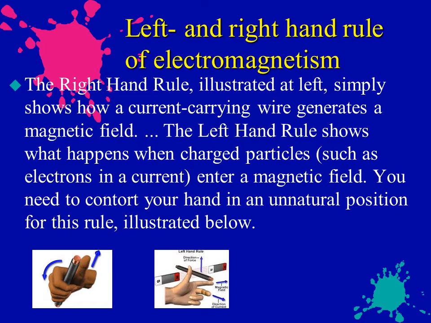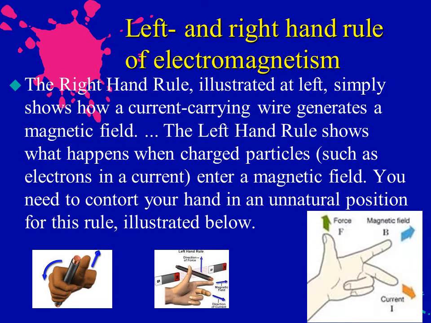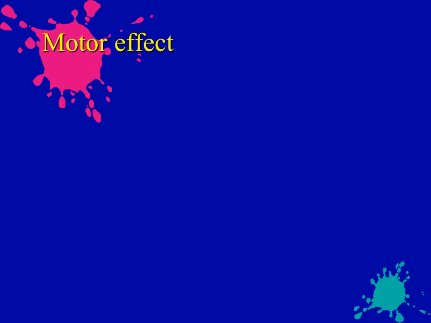You need to contort your hand in an unusual position sometimes for this rule, and it is illustrated below. The thumb indicates the direction of force, in other words, movement. The index finger points in the direction of the magnetic field, and the middle finger points in the direction of the current flow.